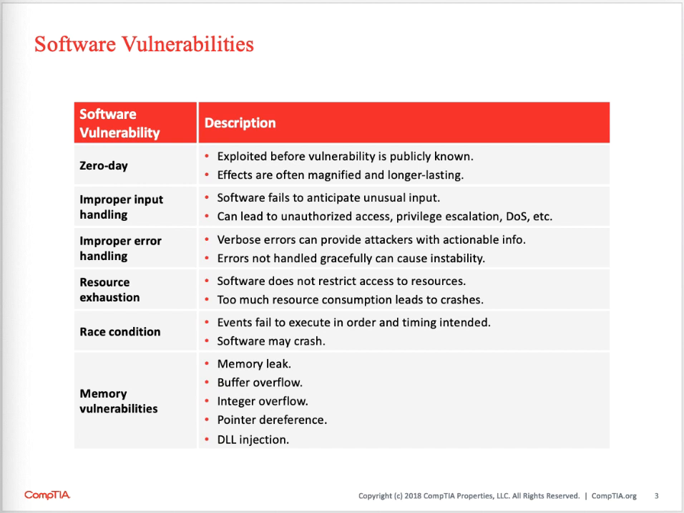And then we have memory vulnerabilities. When it comes to memory vulnerabilities, we could have memory leaks. Memory leaks occur when software doesn't free up its allocated memory when it's done using it, and this can lead to potential system instability.